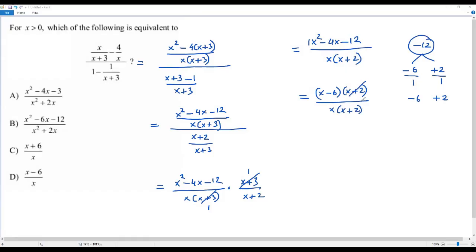Okay, here this x + 2 will cancel out. Then I'm getting (x minus 6) over x. That's all the simplification we can do. So this is the expression equivalent to the given expression we have over here. And we find this expression, (x minus 6) over x, exactly in answer choice D. The correct answer choice for this question is D.